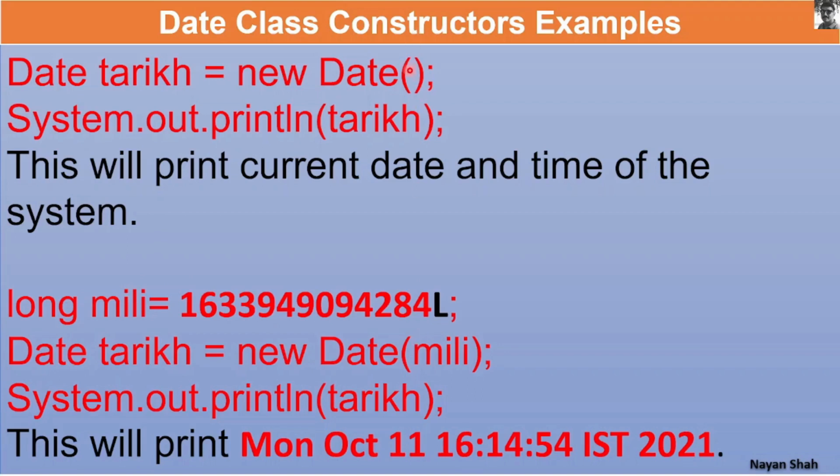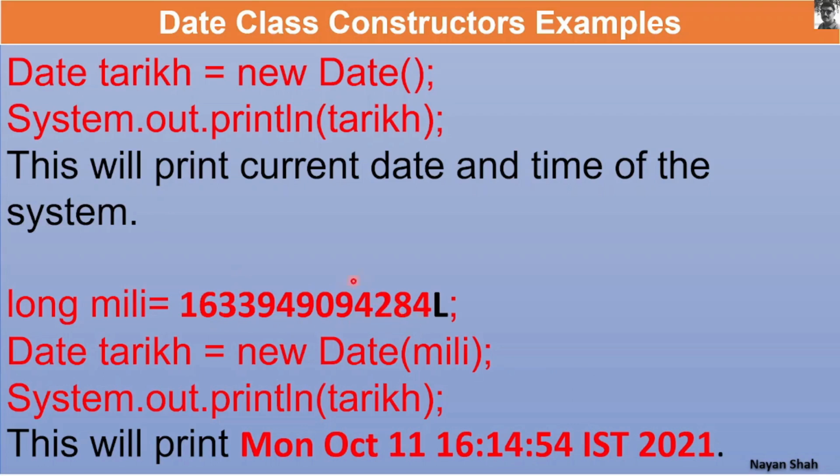Here it was blank, so it took system date and time, the current date and time of the computer. Here you specify the date and time in milliseconds, and it will create the tarikh object based on the value you specify as milli, and then you print it. It will print Monday, October 11, 16:14:54 IST 2021. That is Monday, 11th October 2021, and afternoon 4 o'clock 14 minutes 54 seconds. That is what this number indicates.